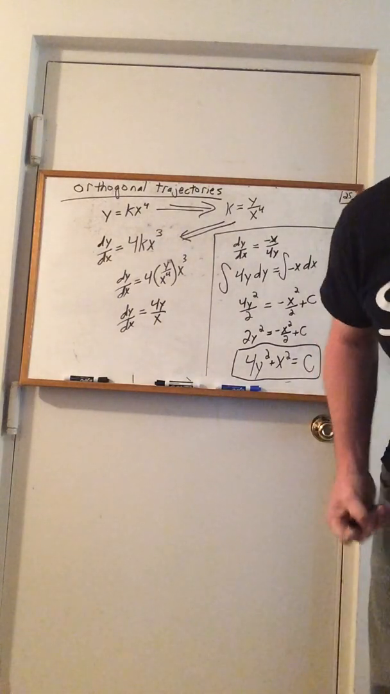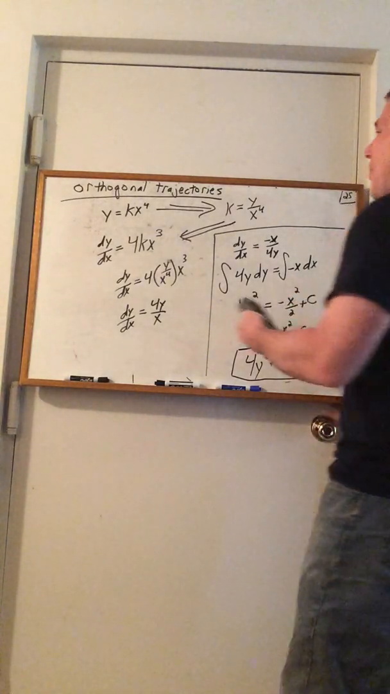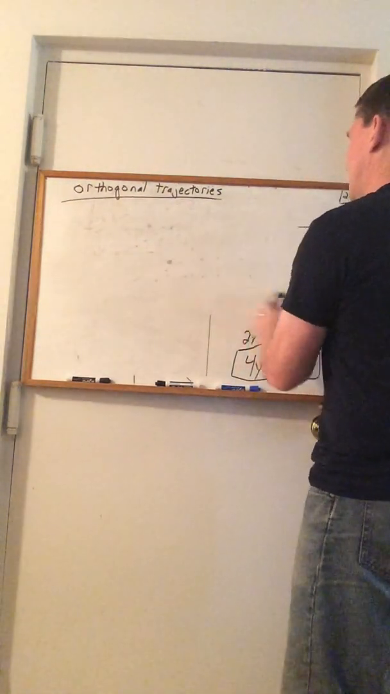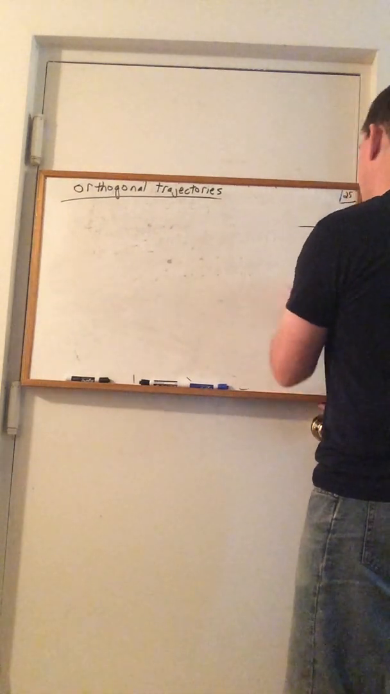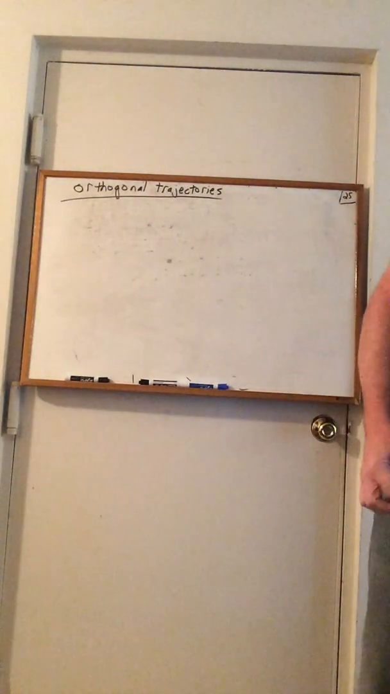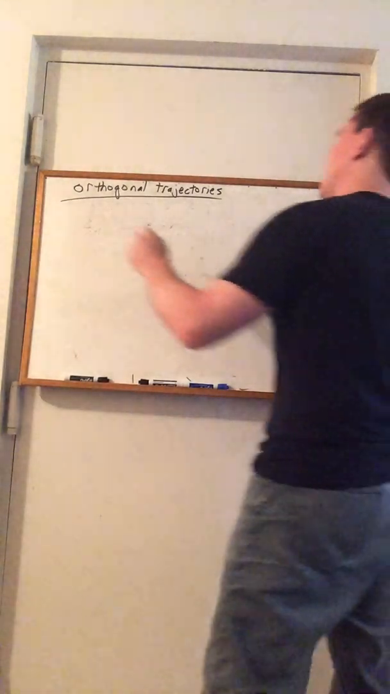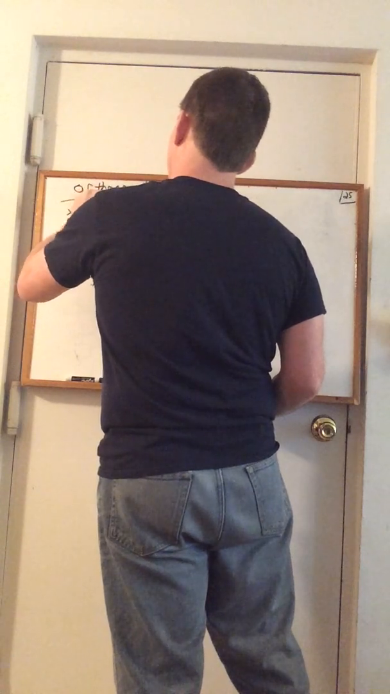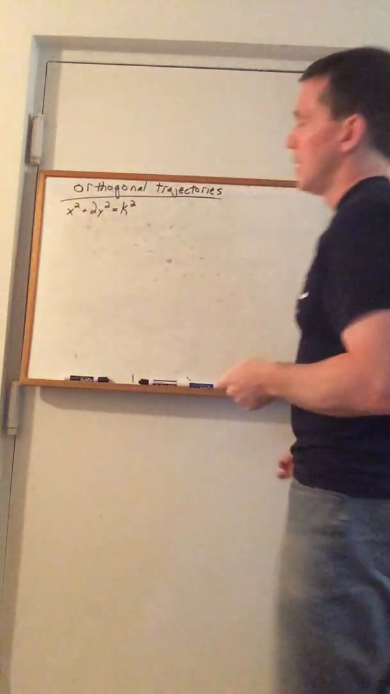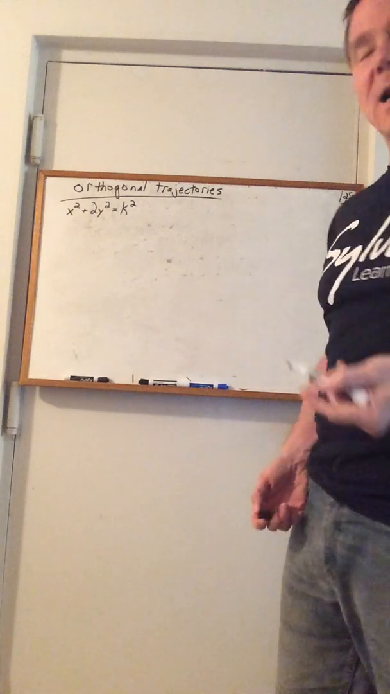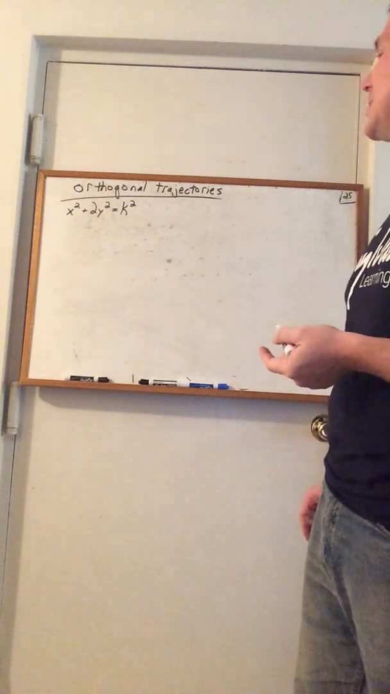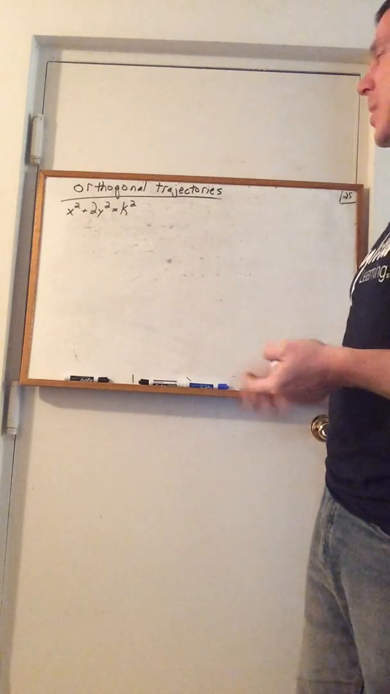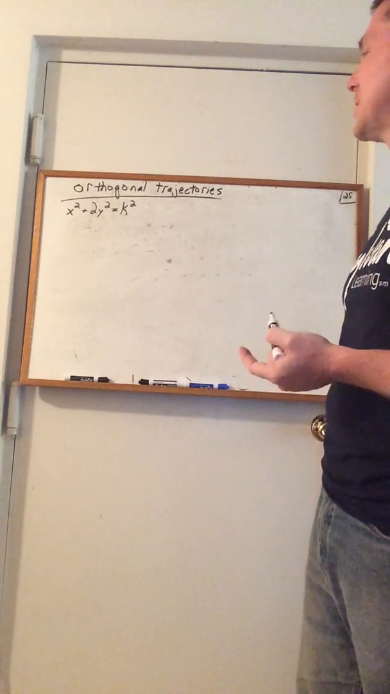So, I'm aware these take a little bit of time to go through. I want to do one more, just so we can get the idea of how they work. So let's see, x squared plus 2y squared equals k squared. I want to find the set of orthogonal trajectories to that. That's a family of ellipses. If you don't recognize the equation, it's written in a slightly different form, but that's a family of ellipses.